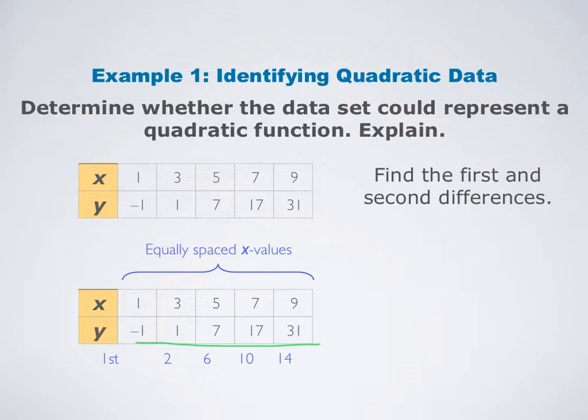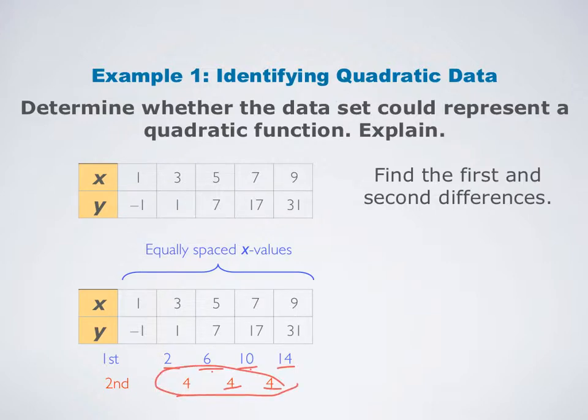Okay? But again, I don't care about the first differences. What I care about are the second differences. So let's go ahead and take a look at those. So here we see our second differences. Again, I'm taking the 6 and I'm subtracting the 2. 6 minus 2 gives me a 4. I can take 10 and subtract the 6 gives me a 4 as well, and 14 minus 10 also gives me 4. So I get that same difference the entire time there.